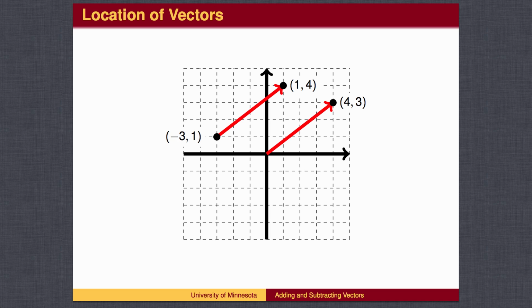For instance, the vector which starts at (-3, 1) and ends at (1, 4) is the same as the vector which starts at the origin and ends at (4, 3) in the following sense. The two red vectors have the same length and are pointed in the same direction. In other words, they are parallel. The vector describes the amount we move from beginning to end. In both of these vectors, we move 4 to the right and 3 up.